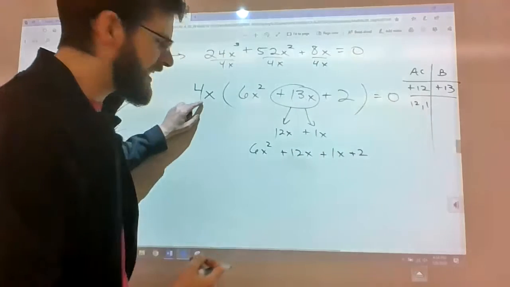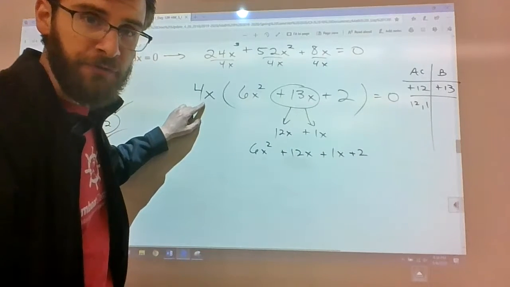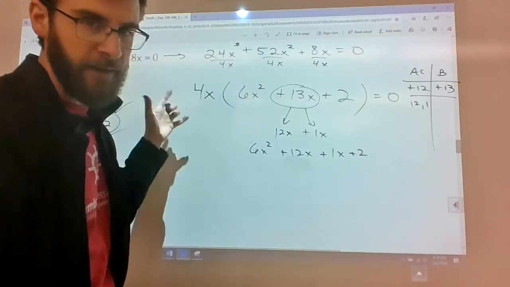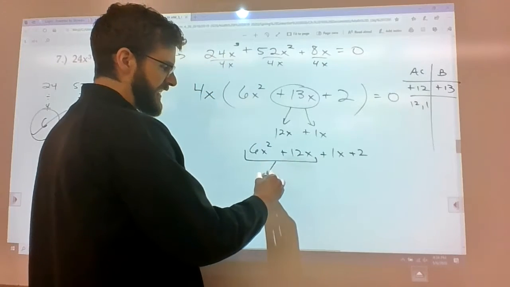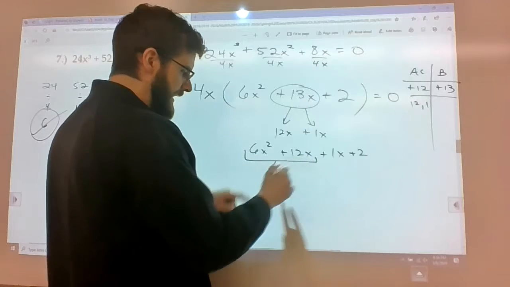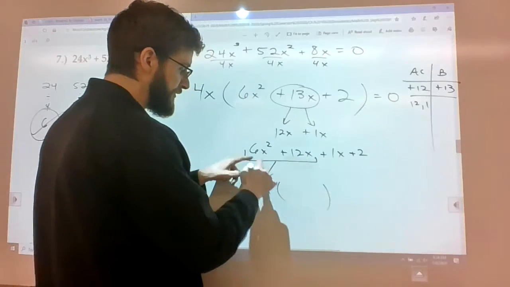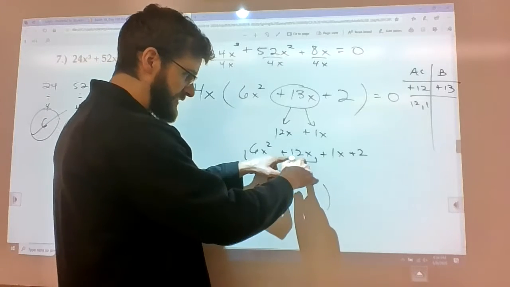Inside the parentheses, I'm going to ditch this 4x for a while, or just put it on the shelf, bring it back at the end. When you group them together, this thing divides 6 and x. If you divide by 6x, you get x. You divide by 6x, you get 2.